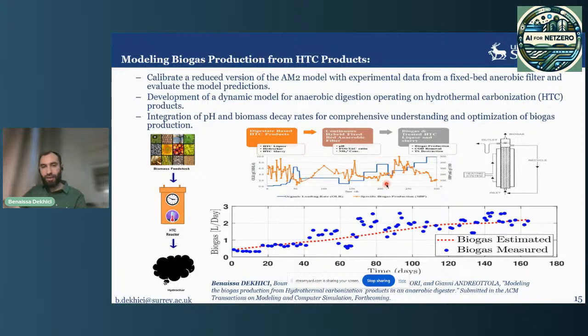Here we have done a really classical mechanistic modeling. We take advantage of the AM2 model. We have modified the specific growth rates and some equations in order to add the pH dependency and so on and so forth. And this is the output of the model, where you can see that even though the biogas measurement was extremely noisy, the AM2 model was capable of at least following the trend of the biogas production.